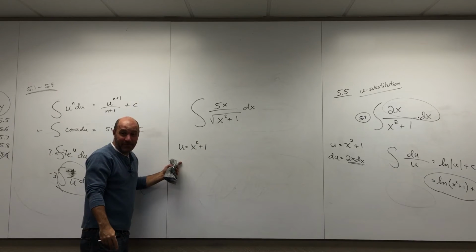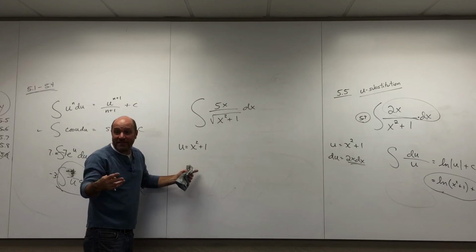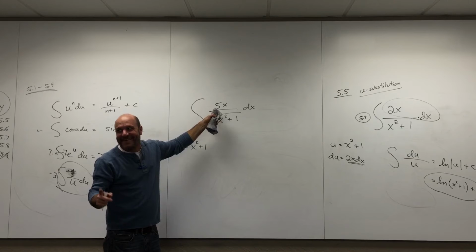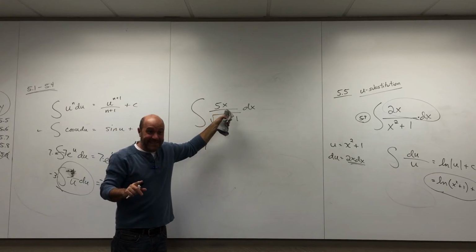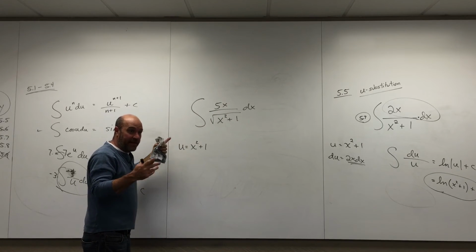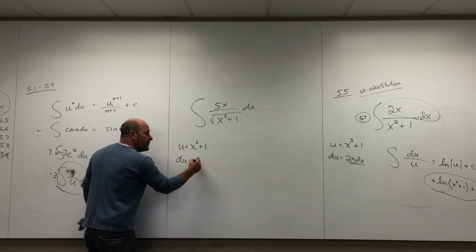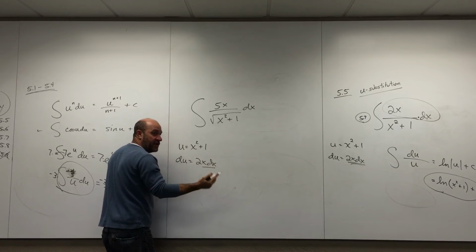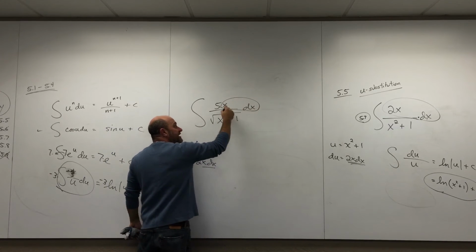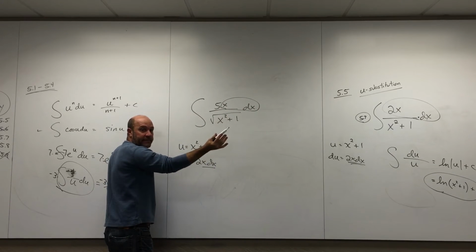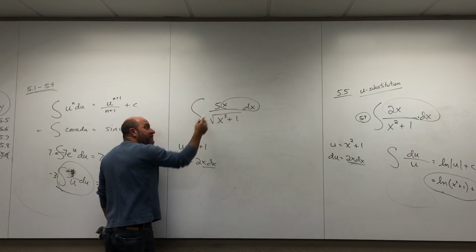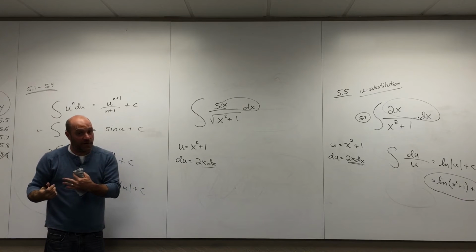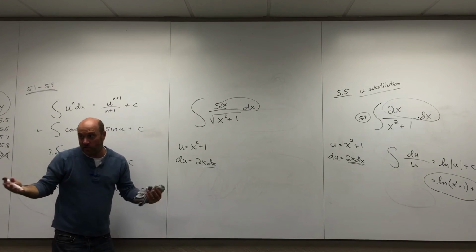du is 2x dx, and I know the 2 doesn't jive with the 5, but the x is there. So the du is 2x dx, and I am so happy to see that x dx. That's going to help me get rid of that x dx there. And the fact that the 2 and the 5 don't jive doesn't bother me. Those are constants that I can pull out in front of the integral. You've been seeing me do it all day.